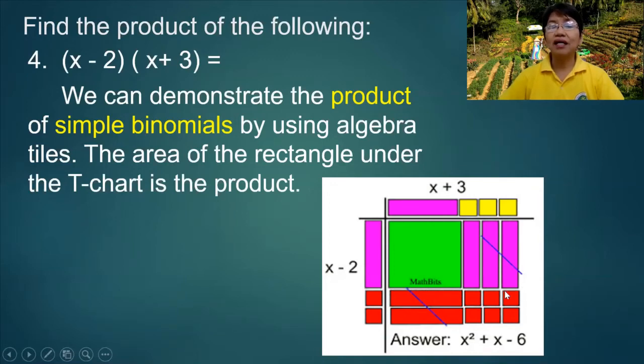Okay. The minus 6 is represented by the 6 red unit tiles, and the x here is represented by the x tile that is left because the 2 zero pairs were cancelled out, and then we have the x squared tiles here. So we have x squared plus x minus 6 as our product.